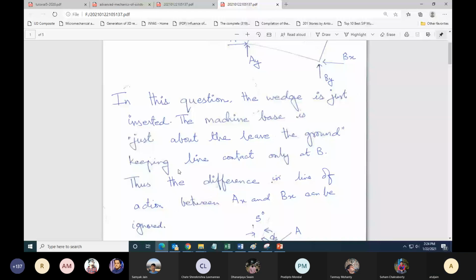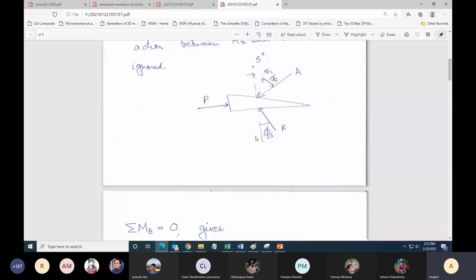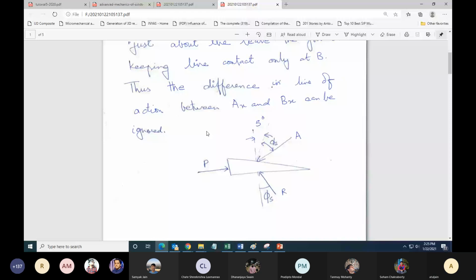Now I have done summation of moments about B is 0. Moment about point B is 0 gave me the value of AY. Tan phi s was known from the free body diagram of the wedge. I can solve and I can get the answer. Okay. The most important concept is the free body diagram of the wedge. If you understand that, and if you realize that the wedge is actually a three-force member, then it should not be very difficult to solve this problem or problems like this.